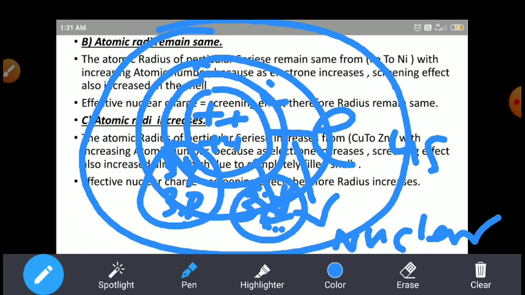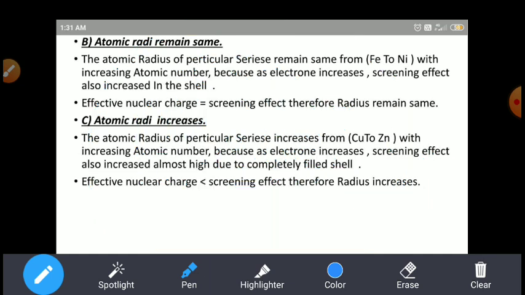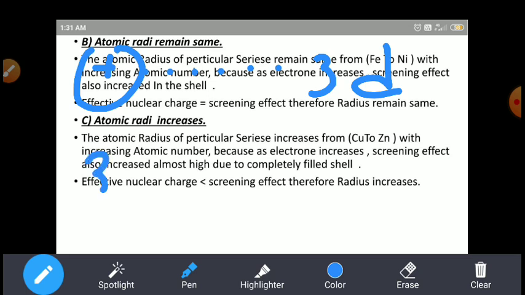So that's why the effective nuclear charge equals the screening effect, like this. Whatever the amount of attraction the 3d orbitals are getting, that is the effective nuclear charge, the same amount of repulsion it experiences from the inner orbitals 3s, 3p and etc.